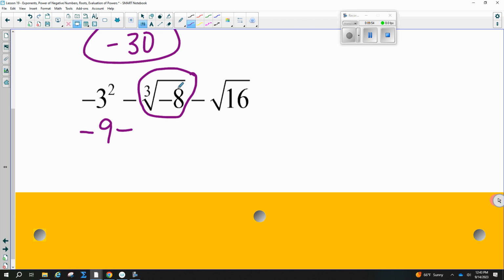Boom. And then this one is the square root of 16. We can do that. That's right. It is minus 4 because the minus is on the outside. All right, this one goes to a positive. So I have negative 9 plus 2, which is negative 7, minus 4, which is negative 11.